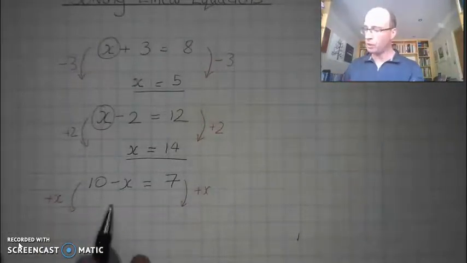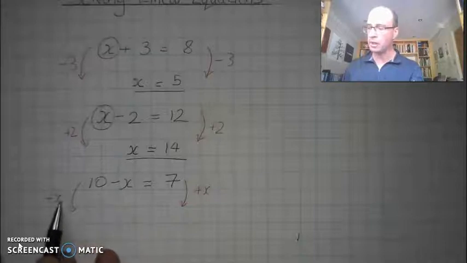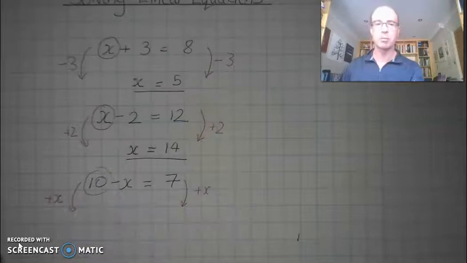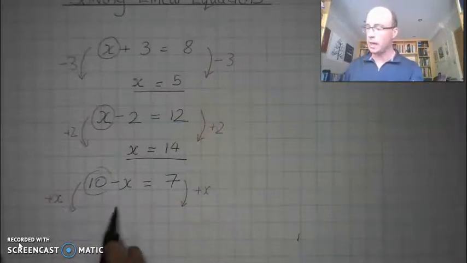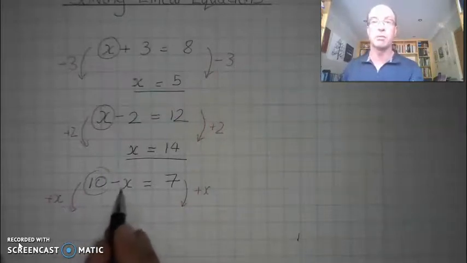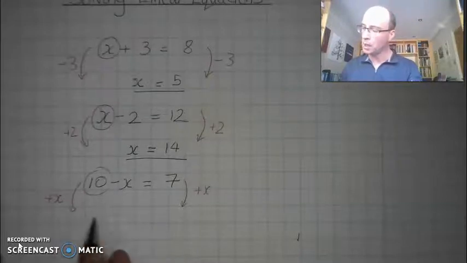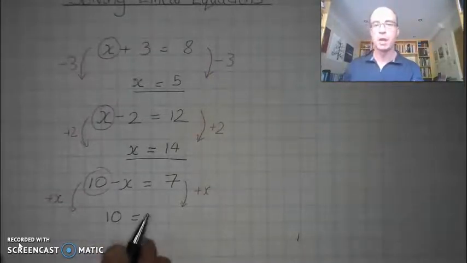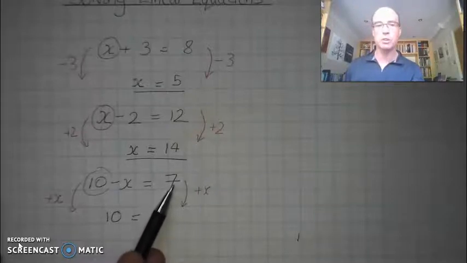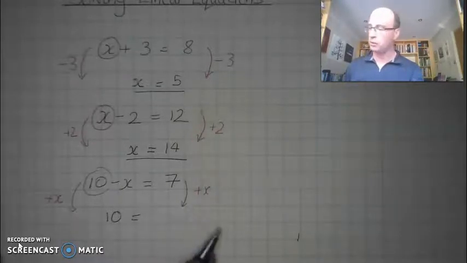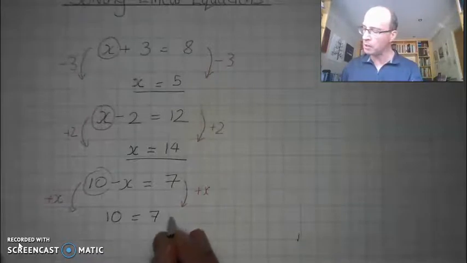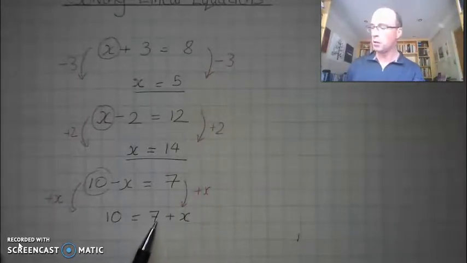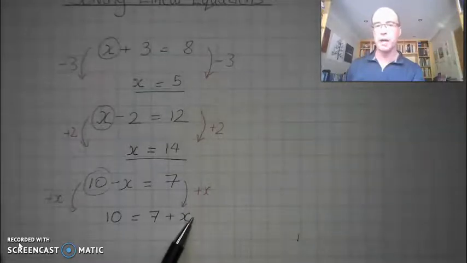So I've got 10, I'm taking away x, and I'm adding x, so that's going to leave me with my 10. The reason for doing that was to get rid of the minus x that I didn't really want to have to think about. So I'm left with, on the left hand side, 10. On the right hand side I've got 7 and I'm adding x. Well, I can't do that in one go because I don't know what the value of x is at the moment. So I'm going to write it as my 7 plus my x.